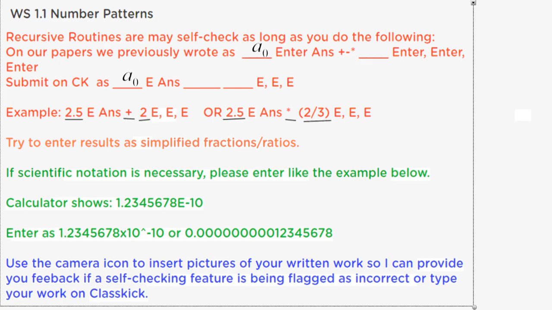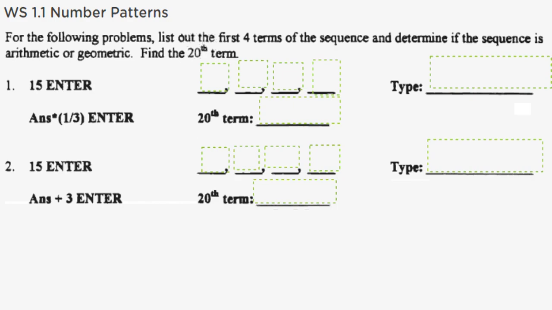So let's take a look at some patterns here. These are given to you already as the calculator recursive routine. The 15s here are representing your a sub 0. Let's look at the first routine. We're taking 15, enter, answer times 1/3, enter, enter, enter over again. So what would that look like?